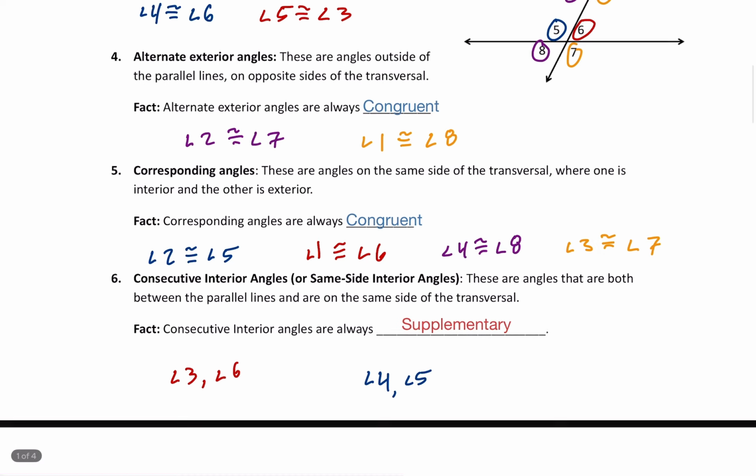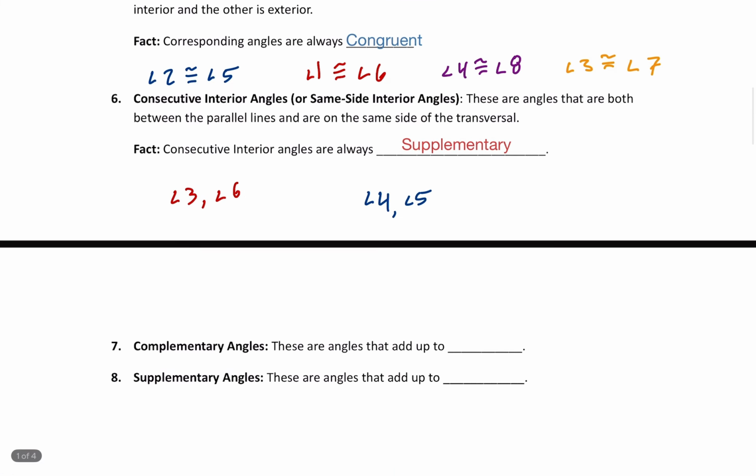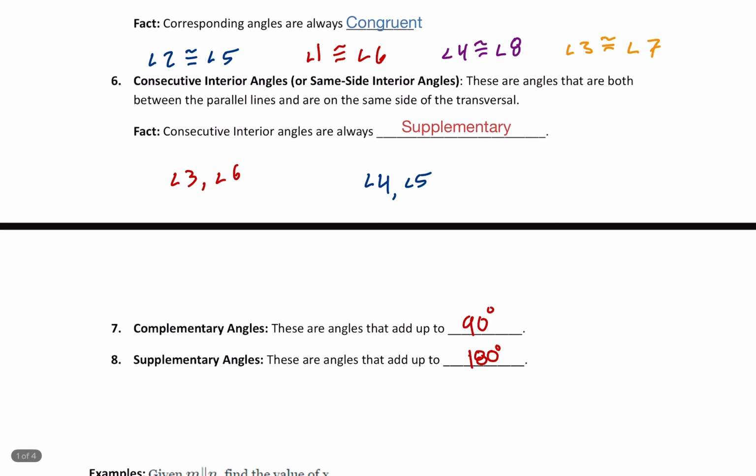So let's talk about supplementary for a moment. We've got what are called supplementary angles and complementary angles. Complementary angles are always going to add up to 90 degrees, whereas supplementary angles are always going to add up to 180 degrees. So saying that consecutive interior angles add up to 180 degrees means that angle 3 and angle 6 add up to 180, and angle 4 and angle 5 add up to 180 degrees. Okay, so that's what those mean.